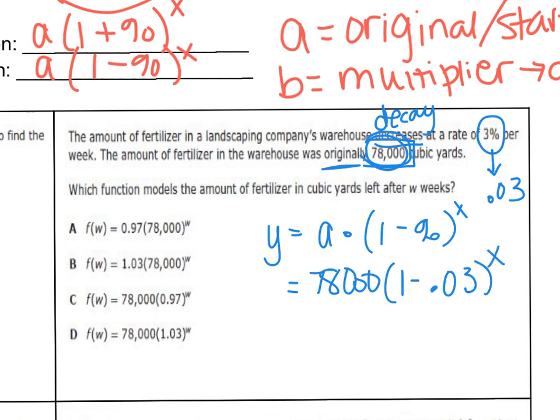So let's look at our answers. A doesn't match, B doesn't match, and then we have 1 minus 0.03, which is 0.97. C is our answer.